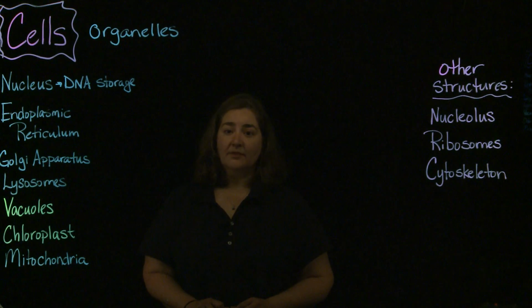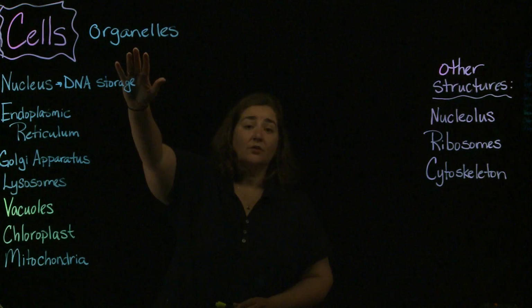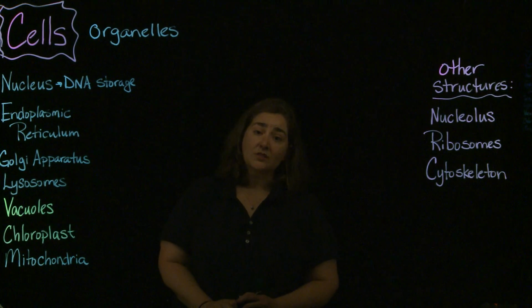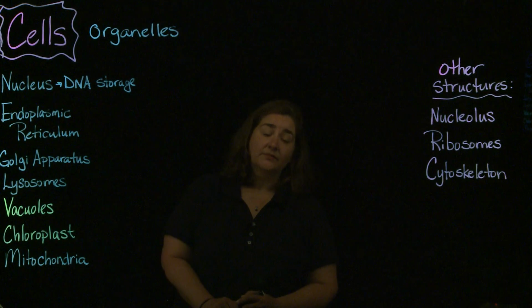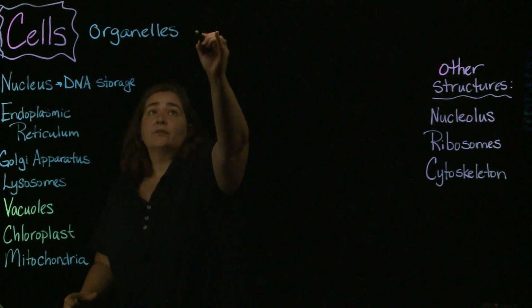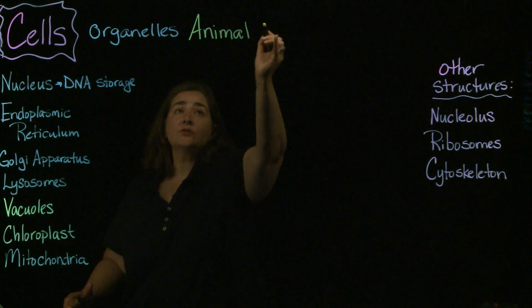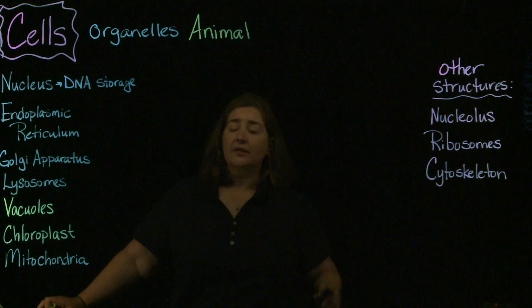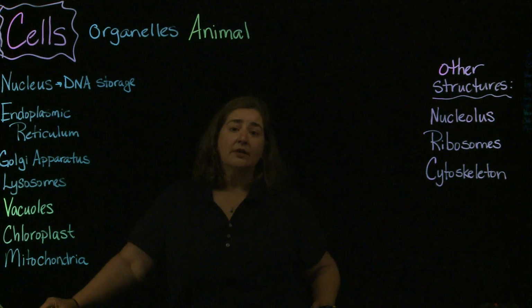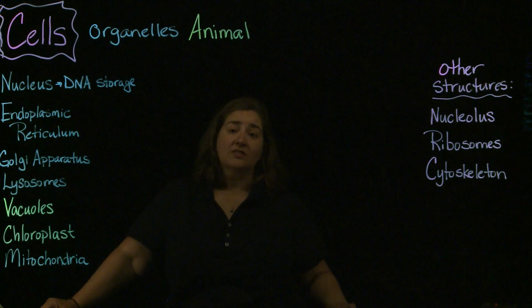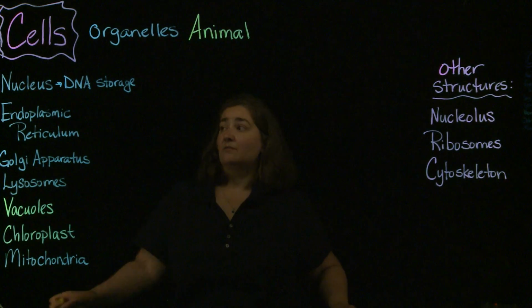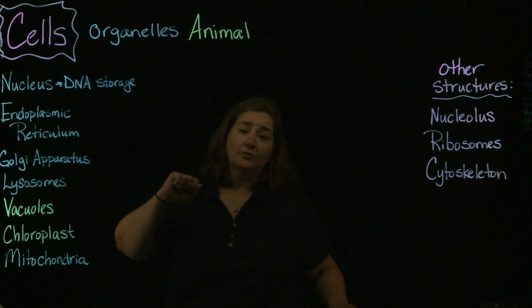Hello. The topic for this video is going to be the organelles that are associated with eukaryotic cells. For this particular video, I'm going to focus on animal cells first. I'll have another shorter video where I'll go over some of the organelles that are found just in plant cells. All right. And what I have over here, I've color-coded things for you.